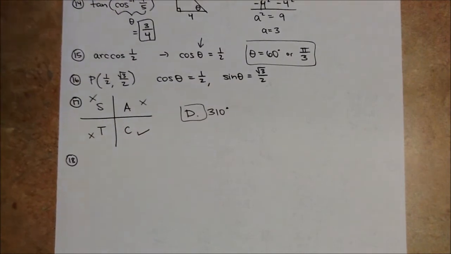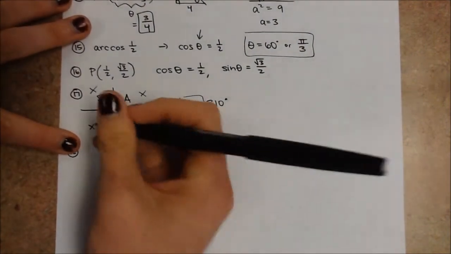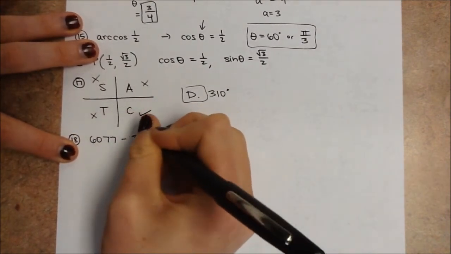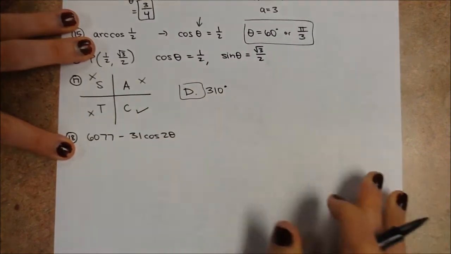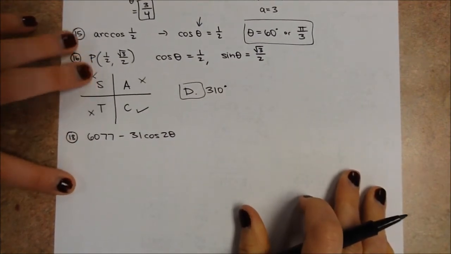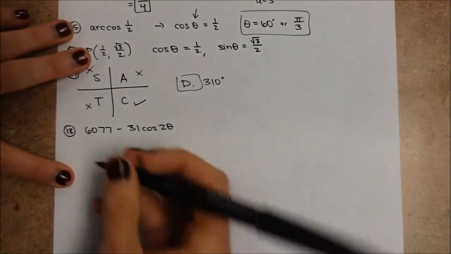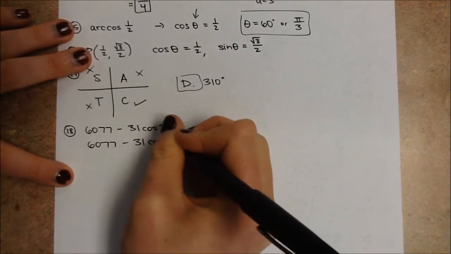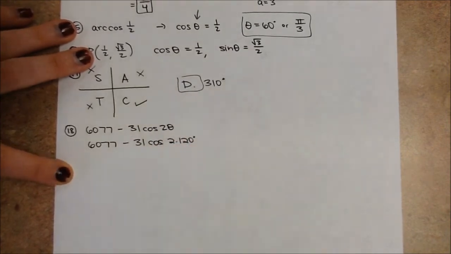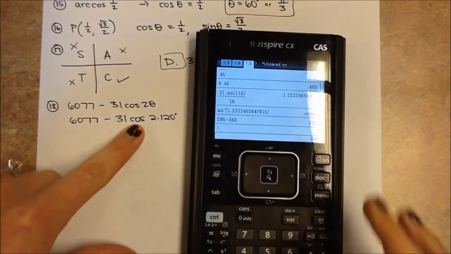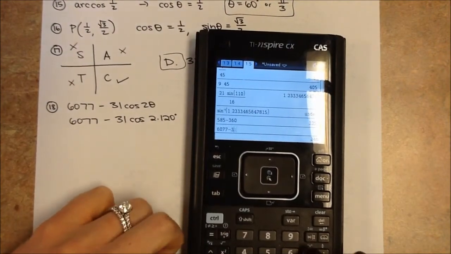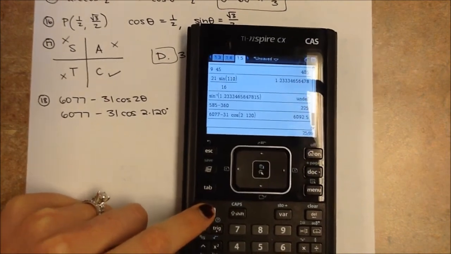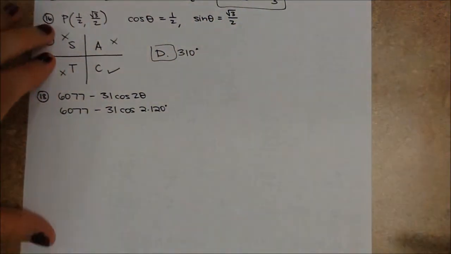Okay, 18. We've got this one formula. It's 6,077 minus 31 times the cosine of 2 theta. It says theta is the latitude, and then it says find the length when the latitude is 120 degrees. So all we're doing is taking this formula that they gave us and plugging in 120 degrees for theta. Okay, so this can just get plugged right into our calculator. I think people may have made this a little bit more difficult than it actually was. Okay, so we get this, 6,092.5.